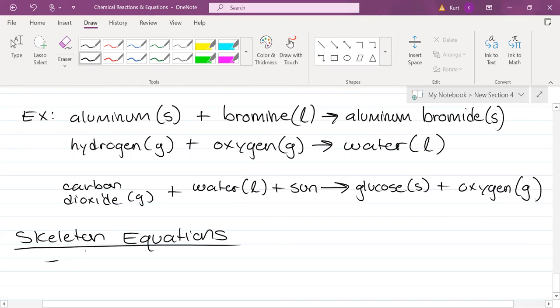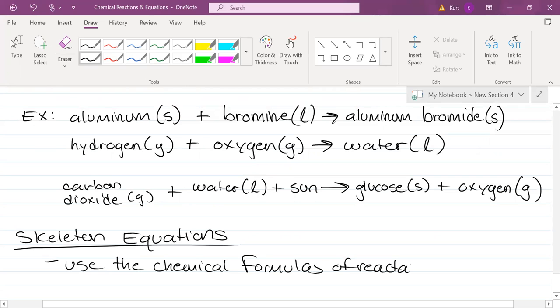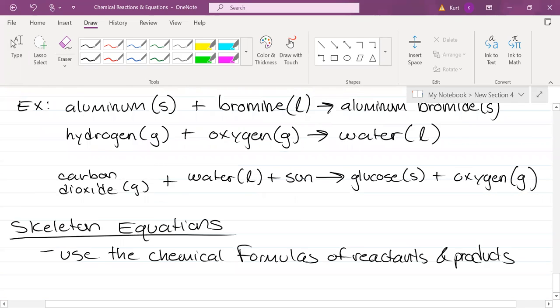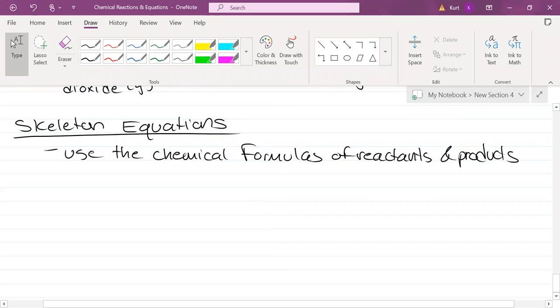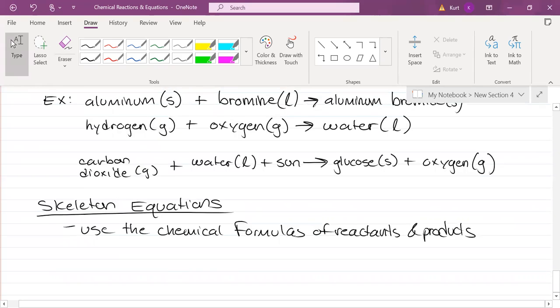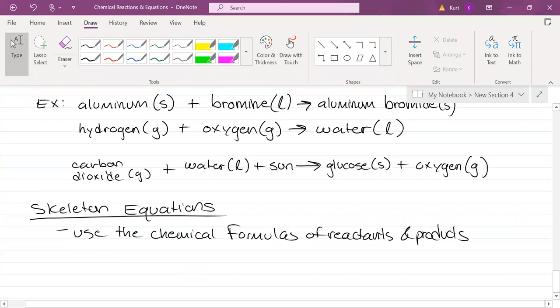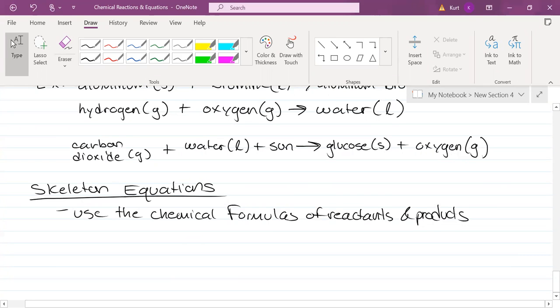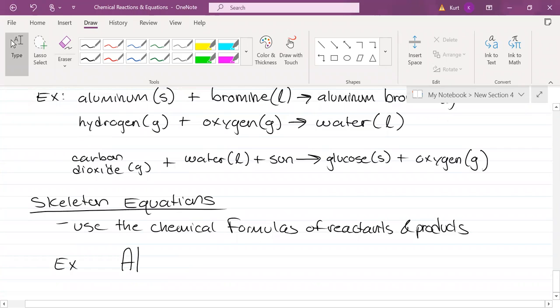A skeleton equation is where you use the chemical formulas of reactants and products. Okay, so I want us to do the first practice one I did above. I have aluminum. What is the symbol for aluminum, Derek? Al, very good. Is Al one of the seven diatoms, Jade? No, it isn't. So we just put Al. What state of matter did I indicate aluminum is in? Solid. There you go.